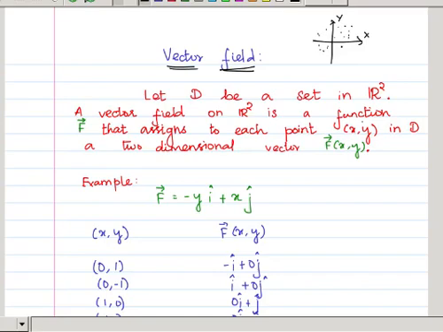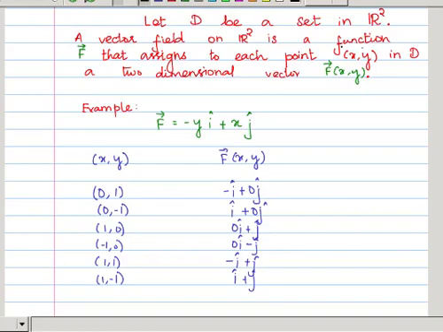Now we see one example. f vector equal to minus y i plus x j. Our aim is to draw this vector field manually. Suppose I take this sample point, x comma y is 0 comma 1. This implies the y value is 1, so we get minus i plus 0 j.